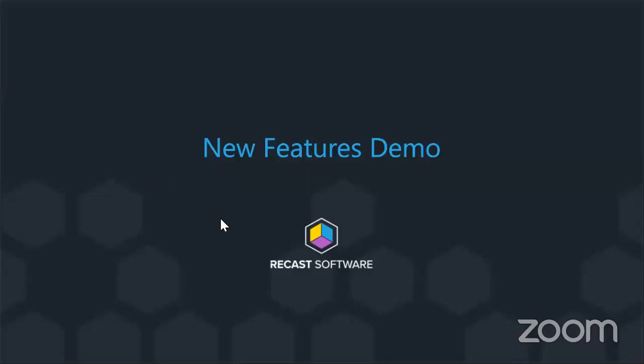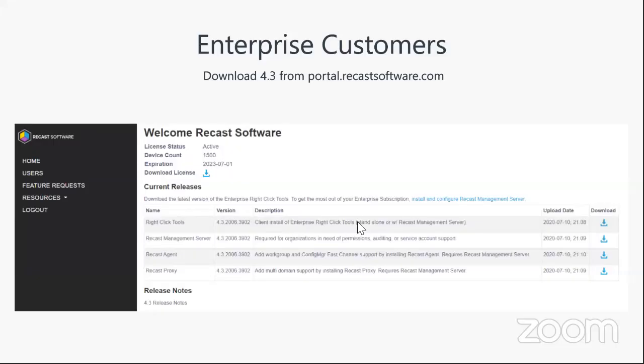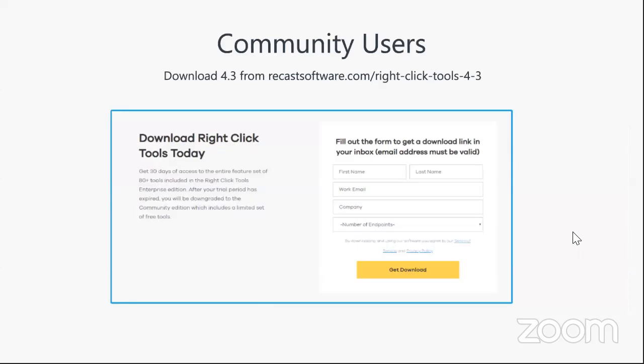Before we get to the Q&A, I will just show you how to go to our website and get 4.3, get all these new great tools Ryan and Chris have been talking about. If you're an enterprise user, you can go straight to Portal and you'll be able to see the release notes and download over here on the side. If you're a community user, there'll be a little form on the website, which I can show you. Just put in your name, email, company, fill out the fields, and you'll get an email sent to you with the download.